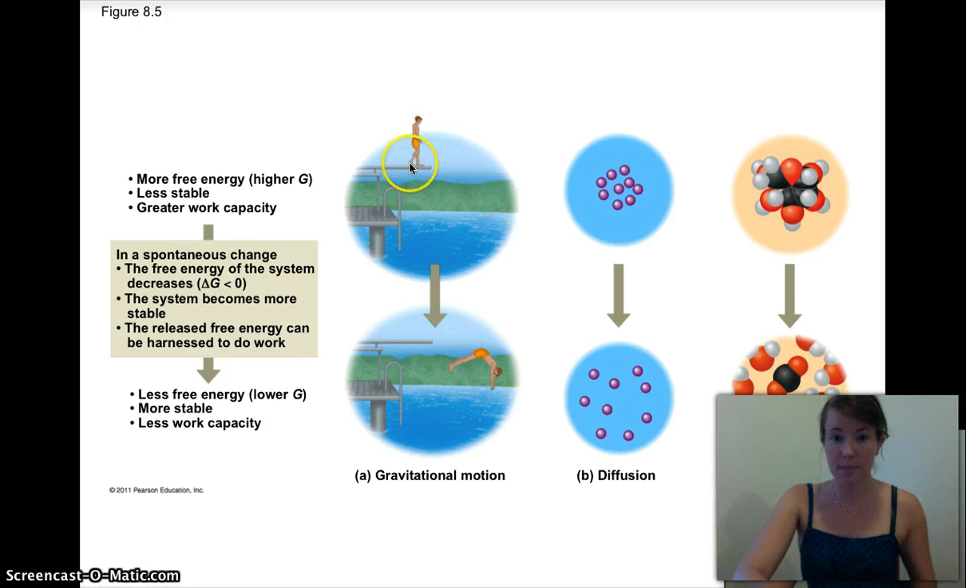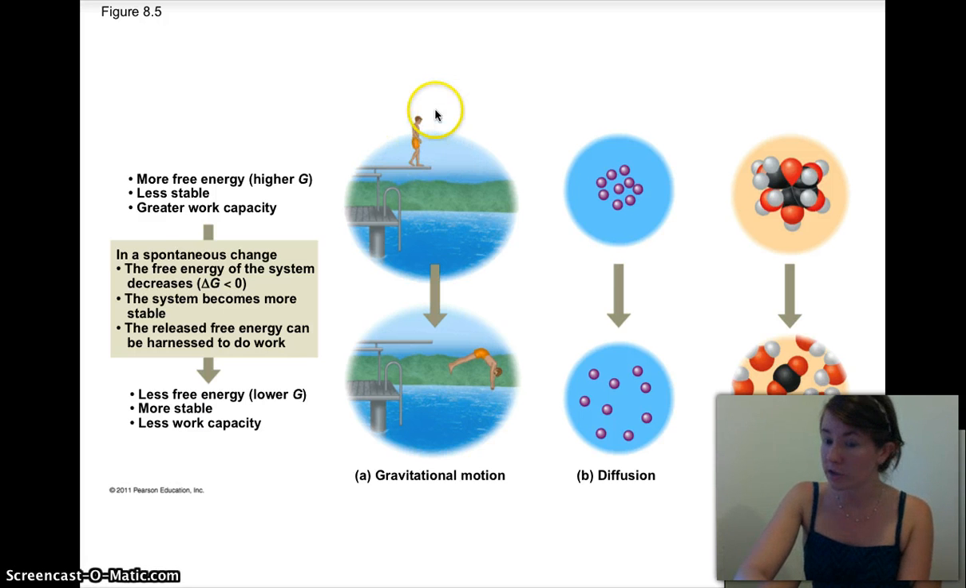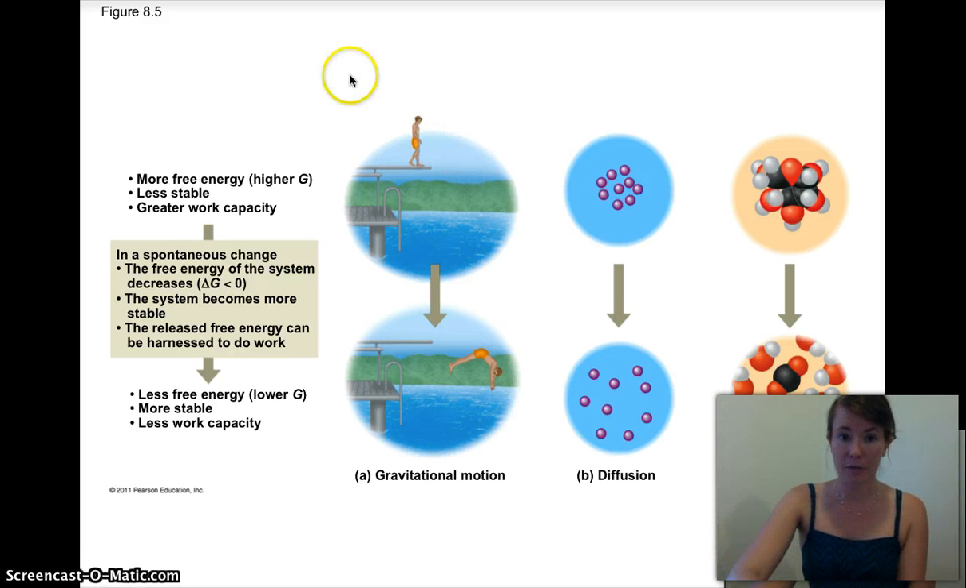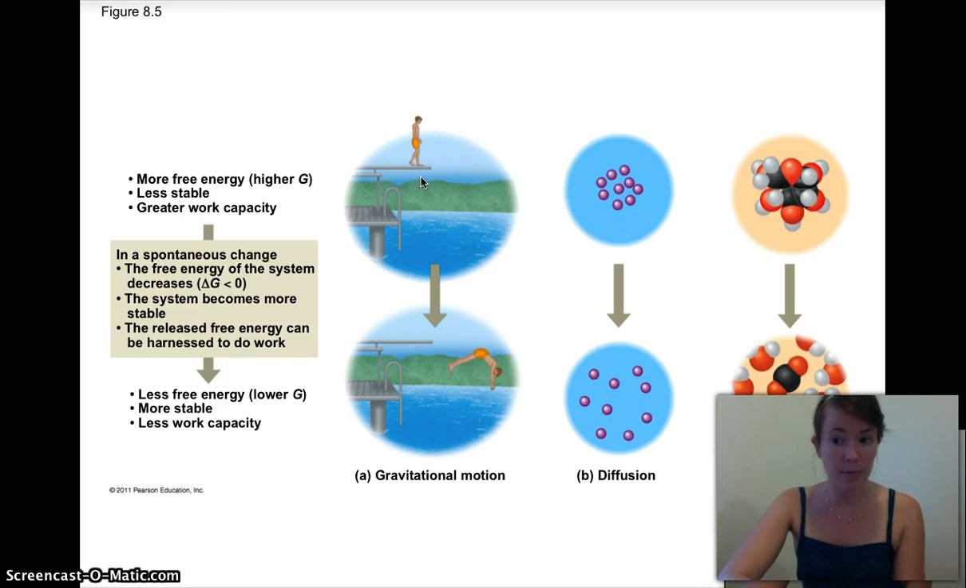For example, these are some stable versus non-stable states. Up here at the top of the diving board, you're not very stable, right? You could fall at any moment. But you have a lot of free energy because you have a lot of potential energy, since you're at the top of the diving board. So you have more free energy, more G. You're less stable, but you have a lot more capability to do work, a lot more capability to move.